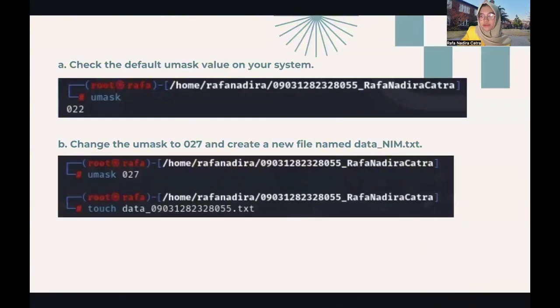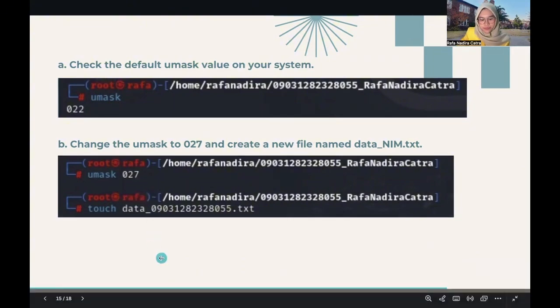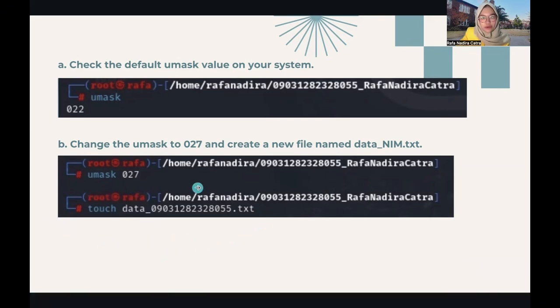And B. Change the umask to 027 and create a new file named data_name.txt. Here I change my umask to 027. It means that the owner can read and write, group can read, and others have no access. After that, I made a new file named data_name.txt using the touch command. The touch command is used to create an empty file.